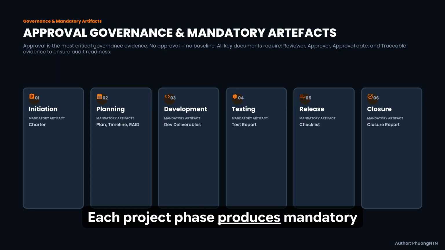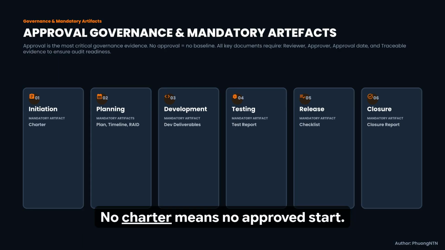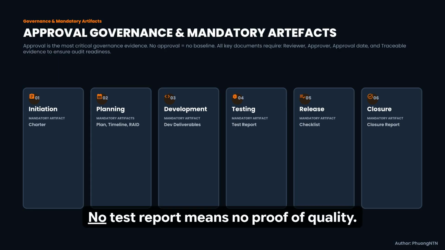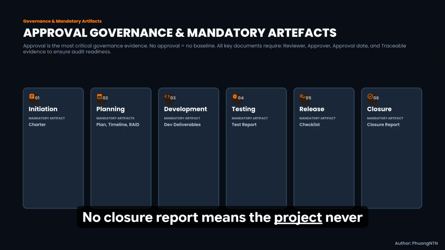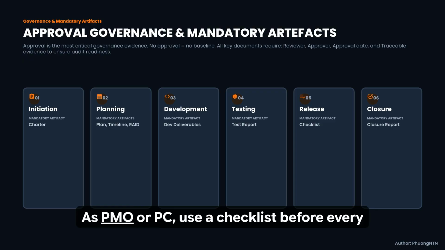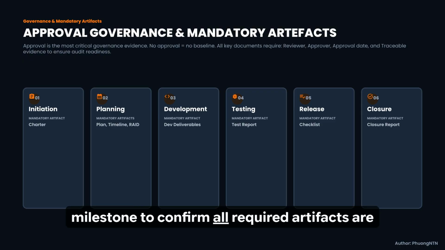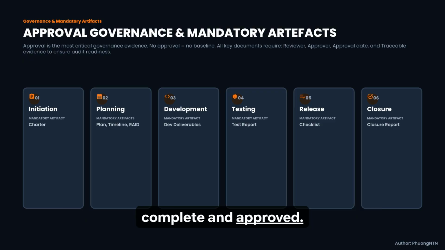Each project phase produces mandatory evidence. No charter means no approved start. No test report means no proof of quality. No closure report means the project never officially finished. As PMO or PC, use a checklist before every milestone to confirm all required artifacts are complete and approved.